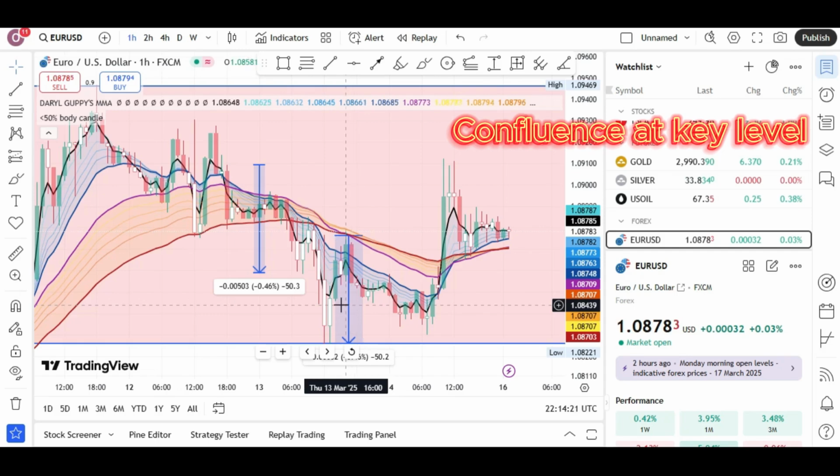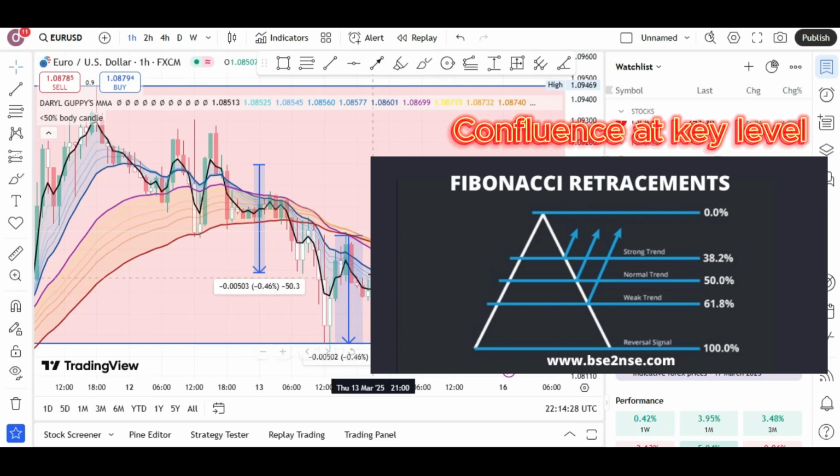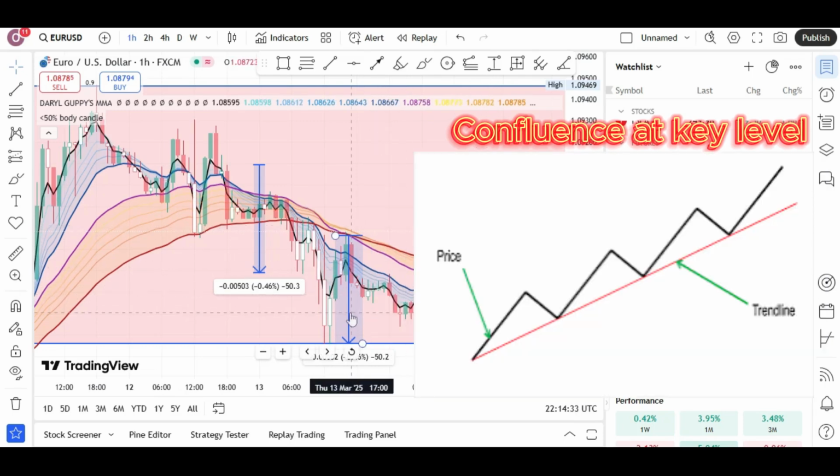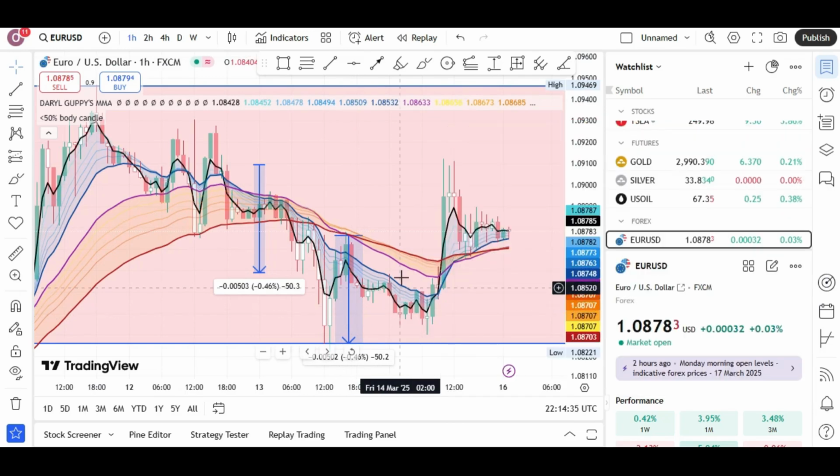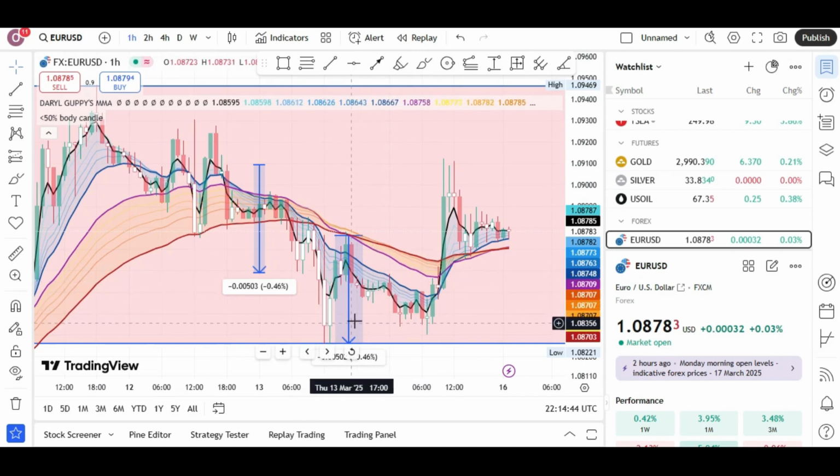Areas of confluence can be found when there is a pullback. Using your Fibonacci tool, when there is a pullback, you can get the area of confluence there. When there is a trend line, you can also get the area of confluence there. And also in financial zones is where you can get the area of confluence, combining with your price action, which is very, very important, and your chart analysis. What type of candlestick is forming at that particular key level?